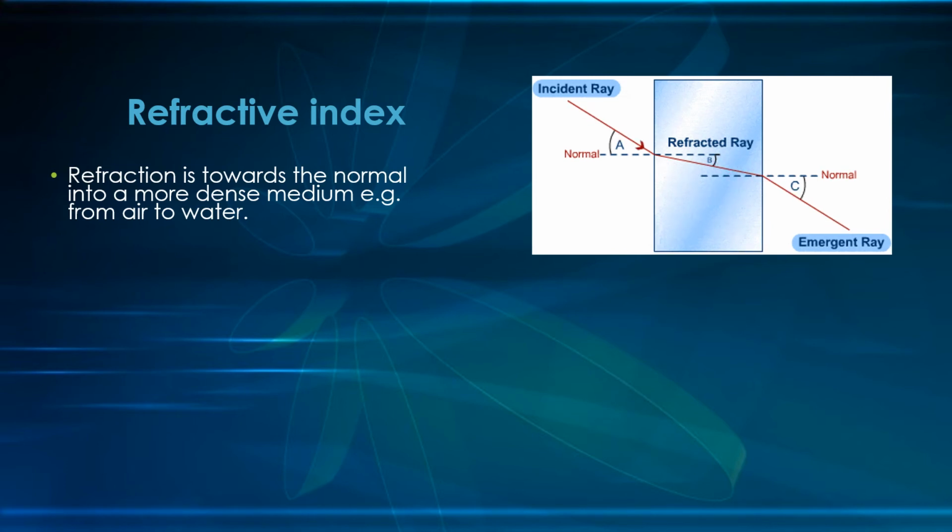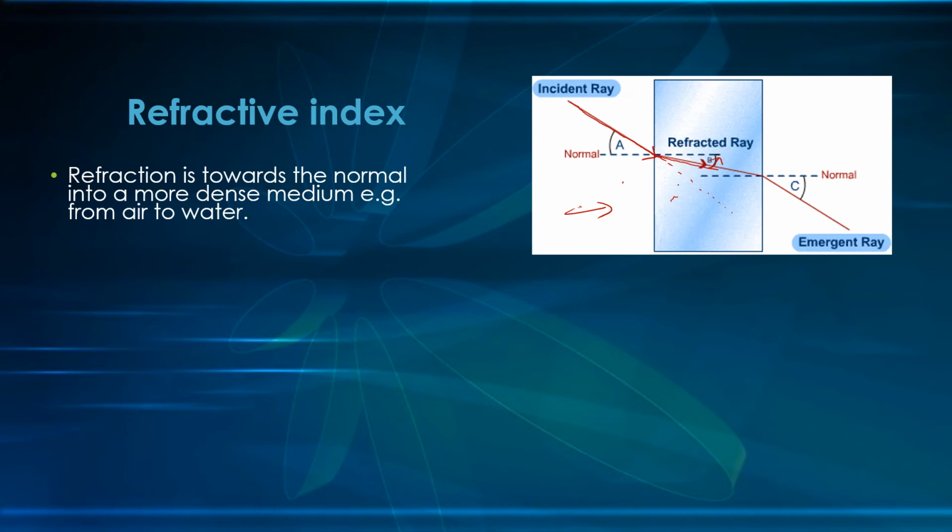So, for instance, if the ray moves from a less dense material to a more dense material, as in this example here, then the light will refract towards the normal line. So we can see the incident ray arriving here. Now, if this is air and this is water or a glass block, the light ray is refracted towards this normal line because it should go that way. So that's a movement into a more dense material.